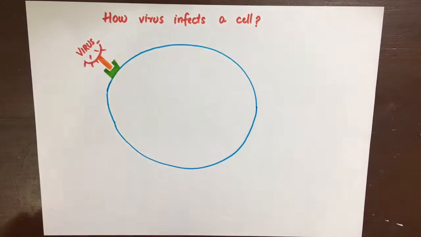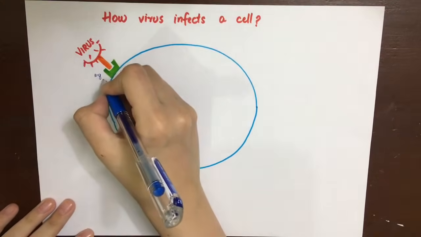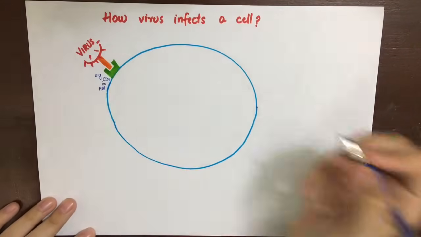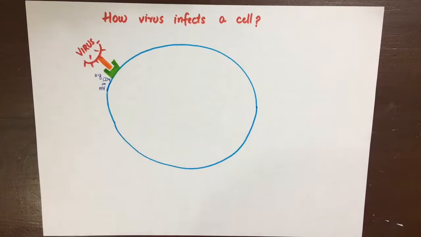For example, HIV virus will trick the CD4 receptor, which normally binds to MHC class II and activates Th helper cells. But in the presence of HIV virus particle, it will be tricked into thinking that the HIV glycoproteins are the substrate that it naturally binds to.